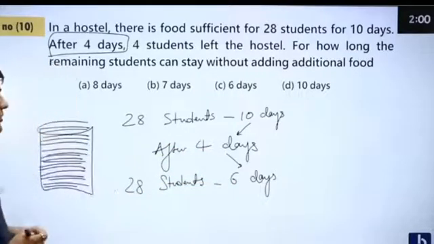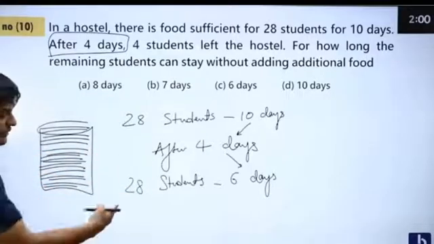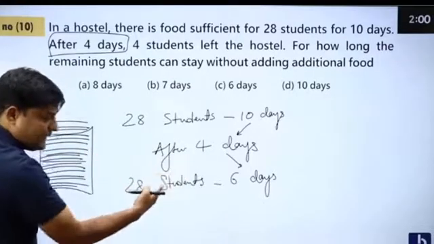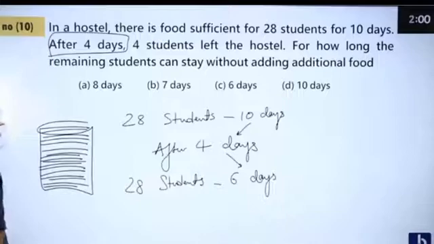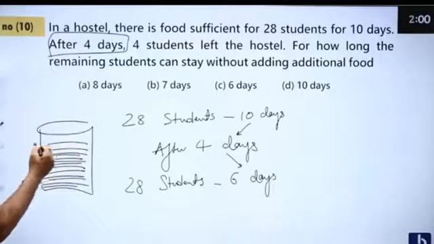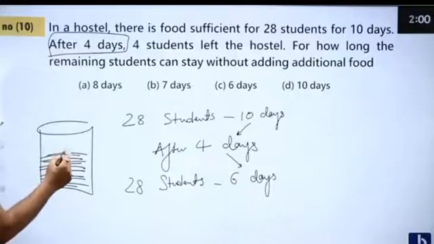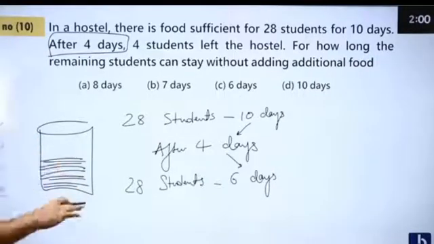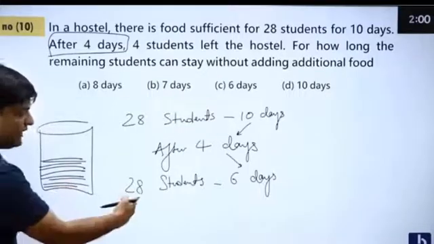Now, you all tell me one thing. Do you think after 4 days, same 28 students are there? After 4 days, same 28 students are not there. Let's try to have a look here. These students are eating: 1 day food over, 2 days over, 3 days over, 4 days. This much of the food they have eaten and this much of the food is left. So this much of the food is left for 28 people for 6 days.